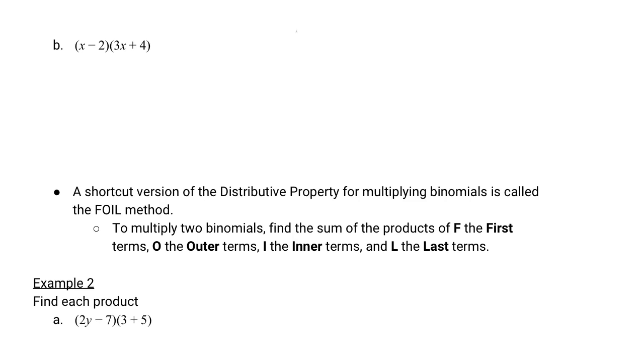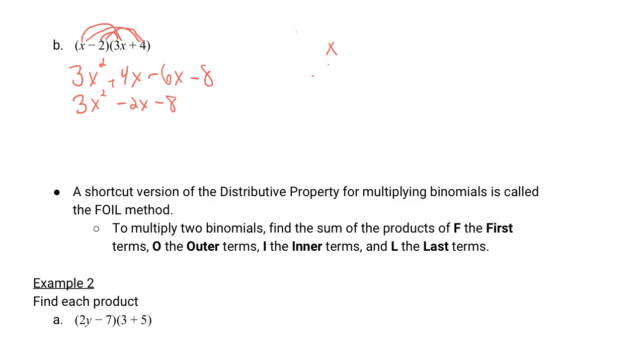x times 3x is 3x squared. Oh, just kidding. This will be the FOIL method. So that's the first. O is outside terms. So x times 4 is plus 4x. Negative 2 times 3x, which is the inside terms, so that's minus 6x. Negative 2 times 4, the two last terms, that's minus 8. We combine like terms, we get 3x squared minus 2x minus 8.